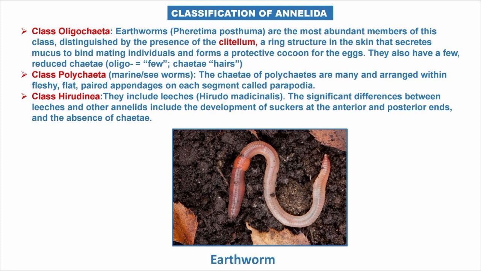The next class is Hirudinea. This includes leeches. The significant difference between leeches and other Annelida includes the development of suckers at the anterior and posterior ends and the absence of chaetae. So Hirudinea have an absence of chaetae. As you can see here, this is the typical structure of an earthworm. We can find it in the earth.